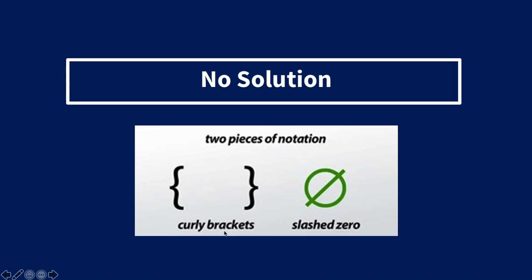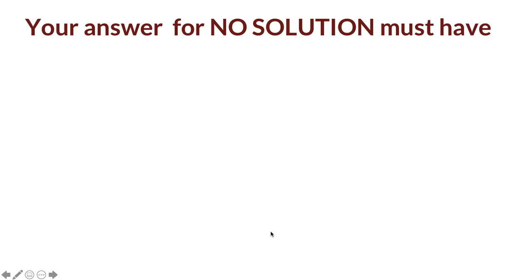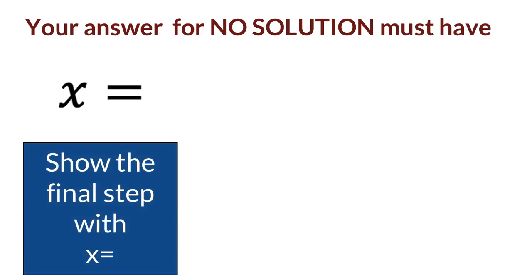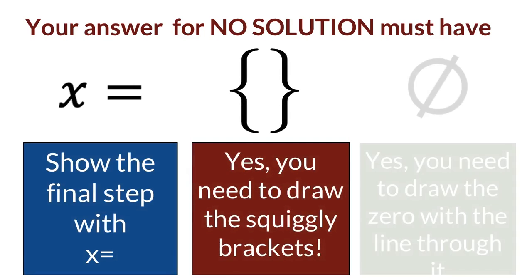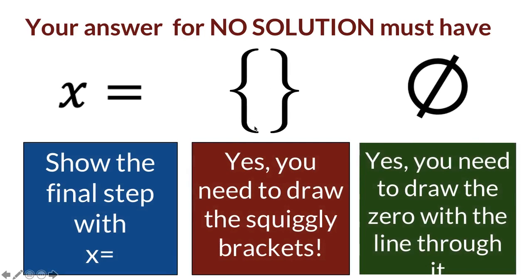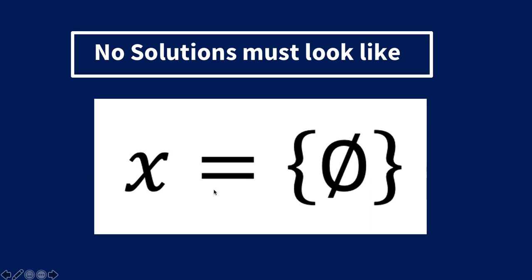The sideways mustaches, some people call them curly brackets or squiggly brackets. They don't have a great name. This is actually the formal name, curly brackets, but I like sideways mustaches. And then the O with a line through it, it's not a zero. It's very different from a zero. Zero is a perfectly good number. This is saying there's nothing there at all. Okay, so when you're writing your answer for no solution, make sure you've got the x equals, then the sideways mustaches, and the O with a line through it that you write inside the sideways mustaches. Okay, this is what your answer should look like.